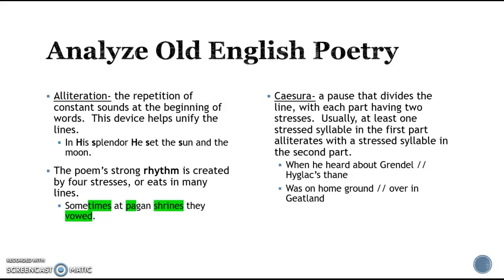The second literary device we're looking at is caesura. A caesura is a pause that divides the line, with each part having 2 stresses. Usually, at least 1 stressed syllable in the first part alliterates with a stressed syllable in the second part. So when he heard about Grendel, Higlac's thane. So notice there's a space in these lines, and what that does, it just creates a pause.